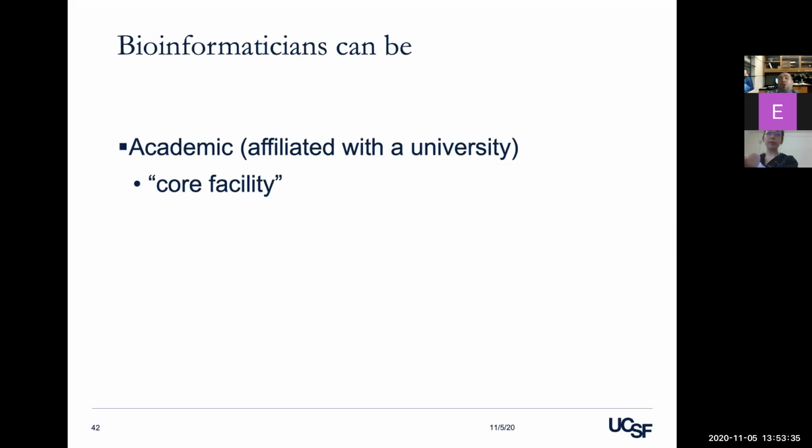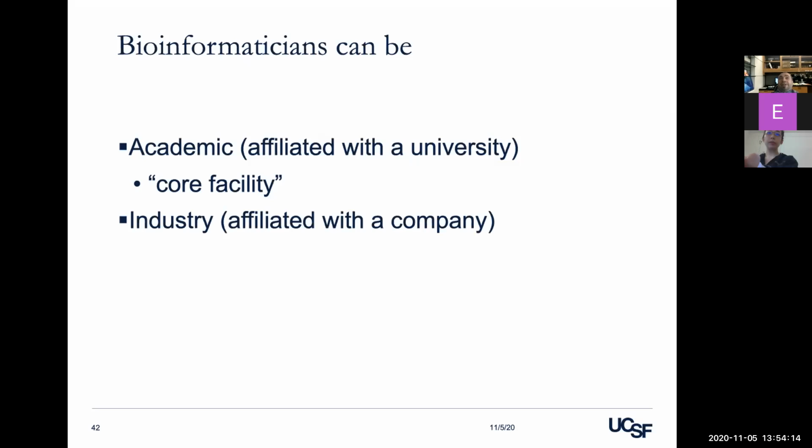Academic, large universities also have these things called core facilities. So core facilities are where you are not actually solving any biological problem yourself, but people from any lab who do not have the capabilities or capacity to analyze it themselves will just bring you data, and you will look at their data and provide output.